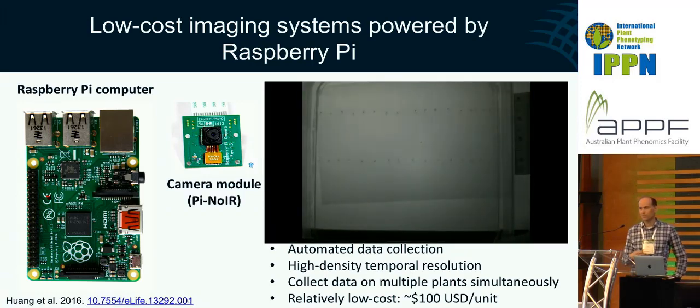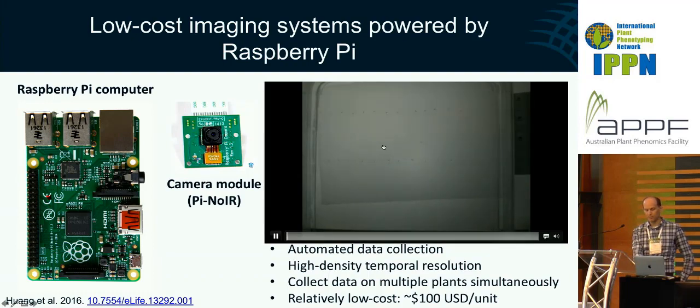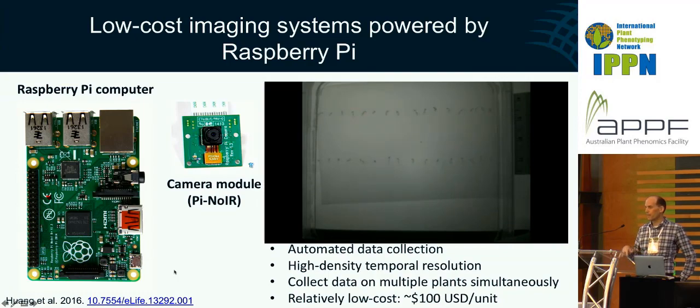Another nice thing about them is you can buy the camera module in a version that doesn't have an infrared filter on the camera. And so the camera is then sensitive to infrared light. In this case, this is a movie from Dmitry Nusinow's lab. They're interested in diurnal patterns and circadian patterns.